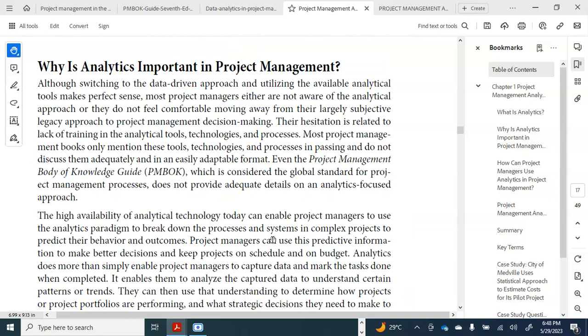So why is analytics important in project management? Although switching to a data-driven approach and utilizing the available analytical tools makes perfect sense, most project managers are either not aware of the analytical approach, or they do not feel comfortable moving away from their largely subjective legacy approach to project management decision making. Their hesitation is related to a lack of training in the analytical tools, techniques, and processes.